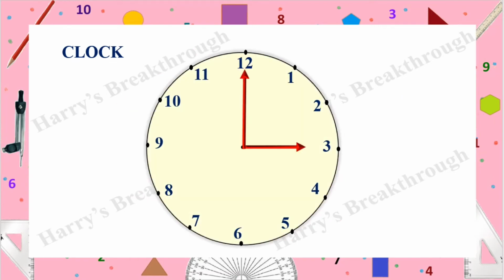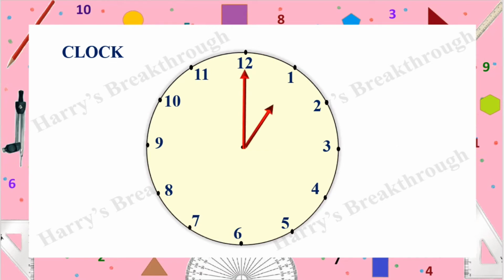So here you can see a picture of a clock and the time shown is 3 o'clock. And we know that this small one is the hour hand and this large one is the minute hand. Can you say what is the measure of the angle between this hour hand and minute hand? We know that this is a right angle, so this angle will be 90 degrees.